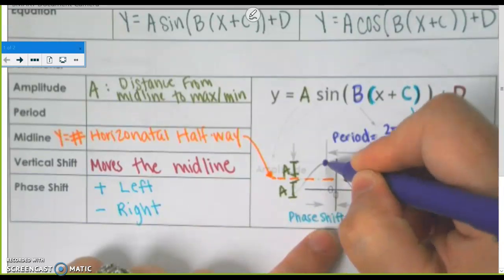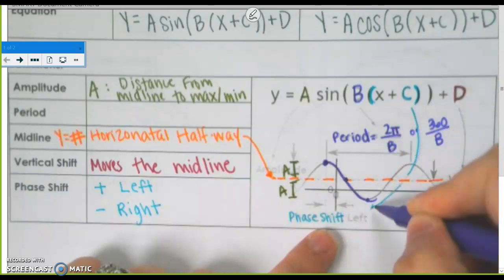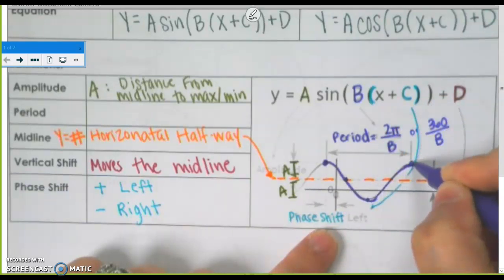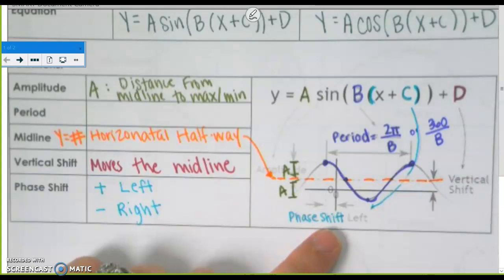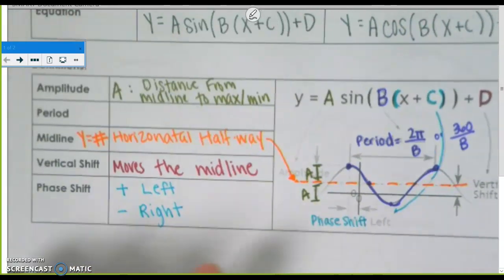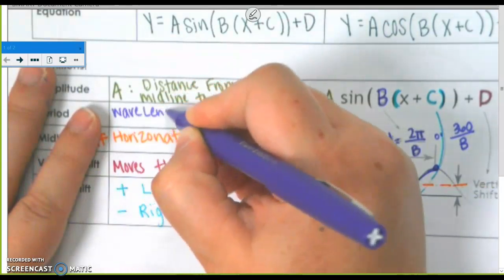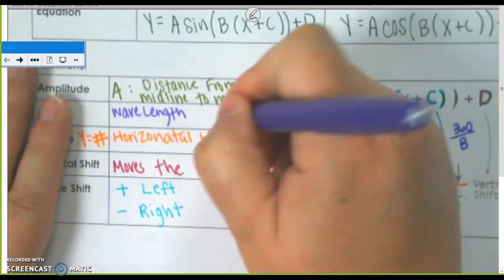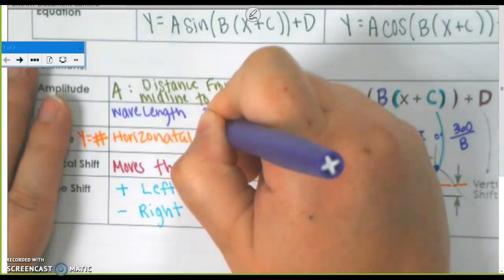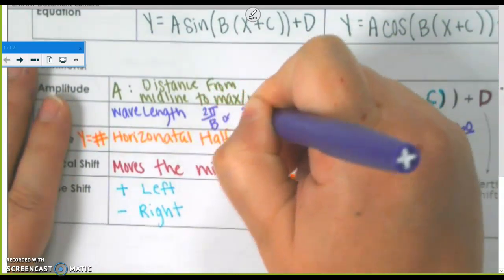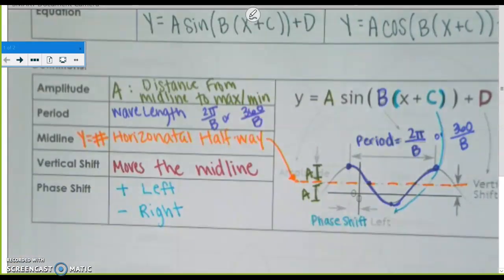So if I use this as my starting point, that is one full wavelength. Because I can just take what I just colored purple and copy and paste that, and it will continue the rest of the graph. So the period is essentially like the wavelength. And it's either 2 pi over B or 360 over B.